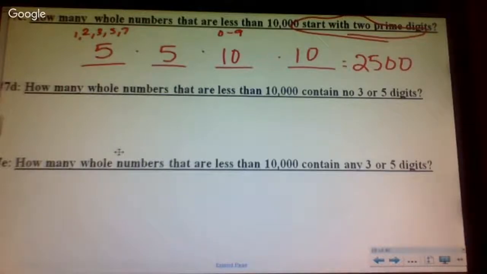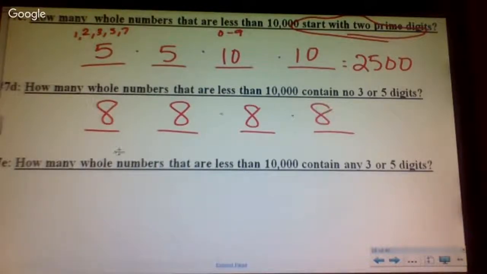Okay. How many whole numbers that are less than 10,000 contain no 3 or 5 digits? So again, you've got 4 places because your highest you can go is 9,999. So this can contain anything except 3 and 5. How many choices do I have? 8. Guess what? All of them have that same restriction. So it's 8, 8, 8, and 8. 4,096.